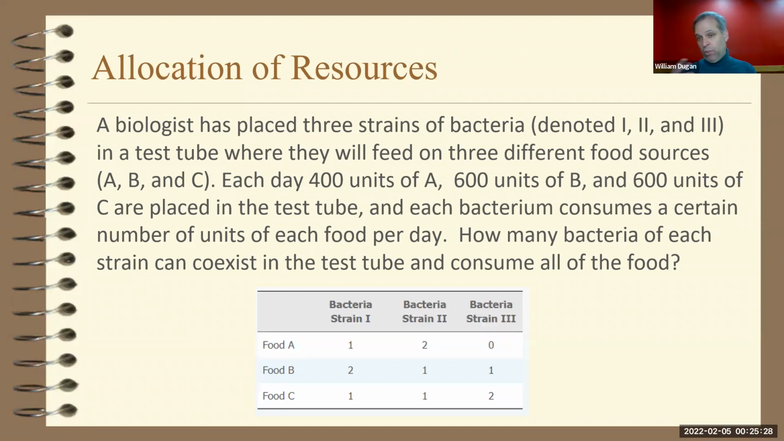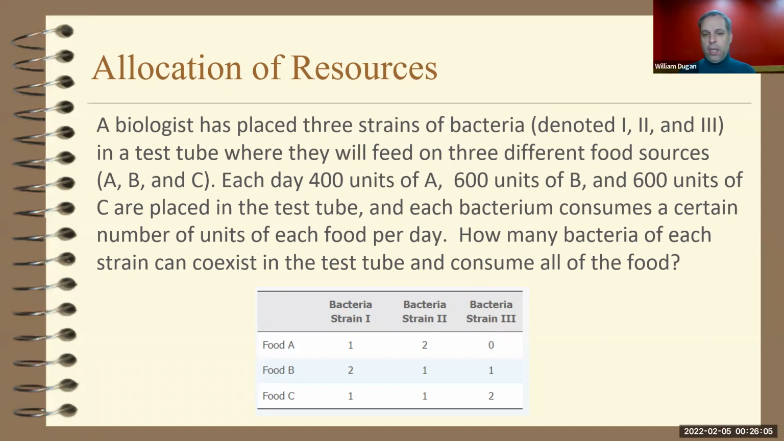So for example, suppose a biologist has placed 3 strains of a bacteria, which I'll call strain 1, 2, and 3, in a test tube where they're going to feed on 3 different food types, which I'll call A, B, and C. Every single day, 400 units of A, 600 units of B, and 600 units of C are placed into the test tube. How many bacteria of each strain can coexist in this test tube, assuming that they consume all the food and nobody dies? So this little chart here shows you for every single strain what they actually consume.